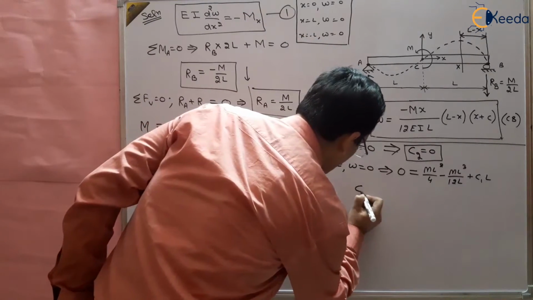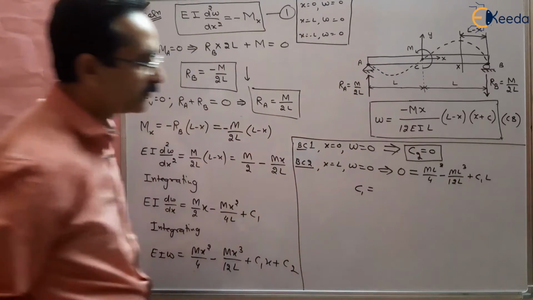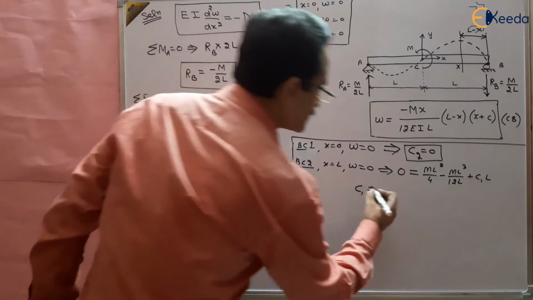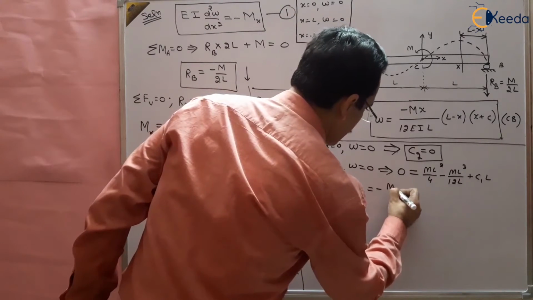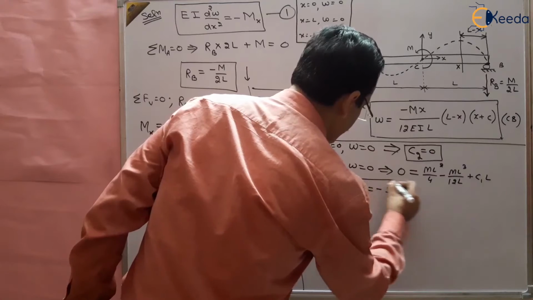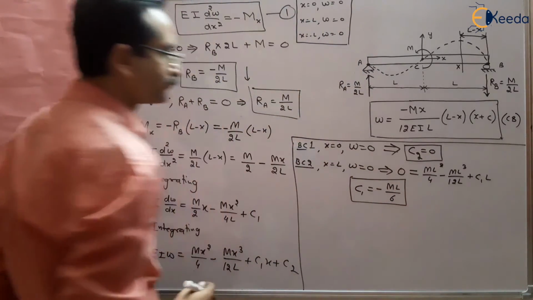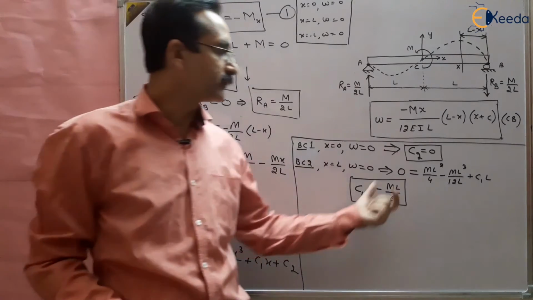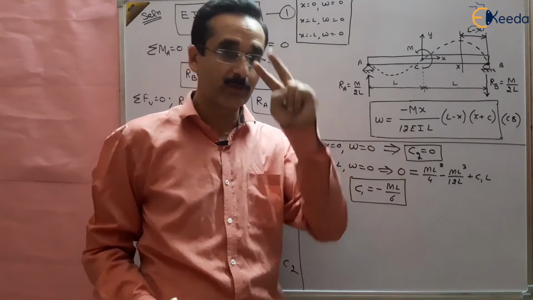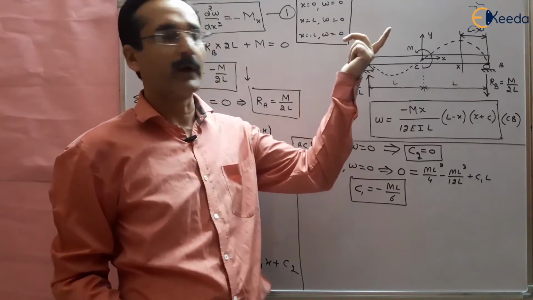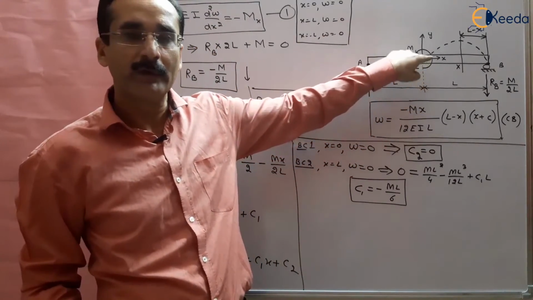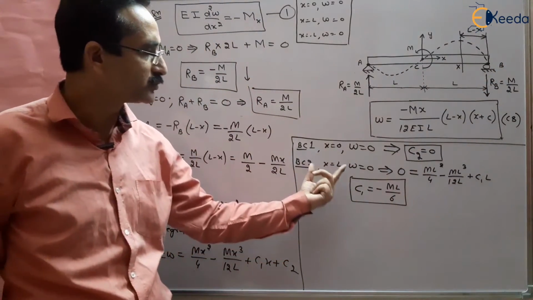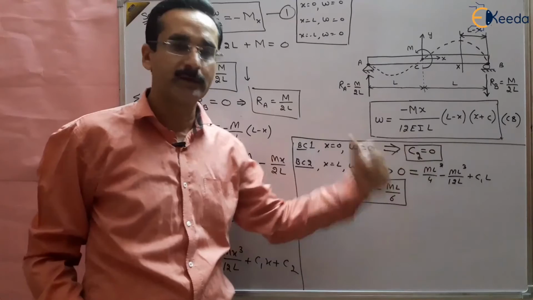So c1 will come out to be, solve it and you will get the value of c1. So what is the value of c1? This will come out to be minus ml by 6. This is the value of c1. So there were two unknowns, c2 and c1, and we have solved for c2 and c1 using the two boundary conditions. We have used two boundary conditions only. The third is not required, right? At x is equal to 0, deflection is 0. At x is equal to L, deflection again 0, right? So we have used two boundary conditions to find out two unknowns, c1 and c2.